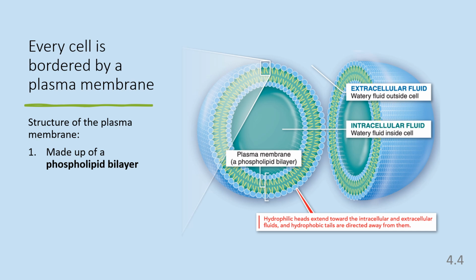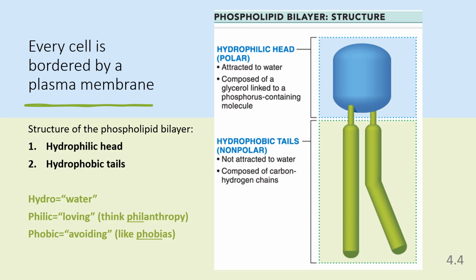So let's zoom in on the structure of the plasma membrane. Its basic structure is a phospholipid bilayer. Bi means two, so the plasma membrane has two layers of phospholipids. Let's zoom in a little more and see what that phospholipid looks like.